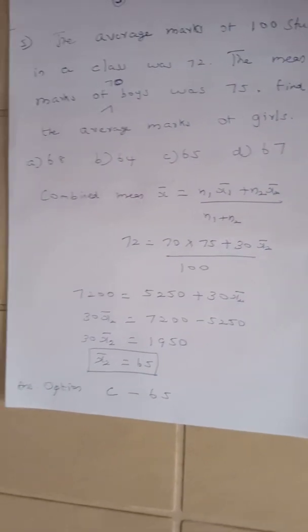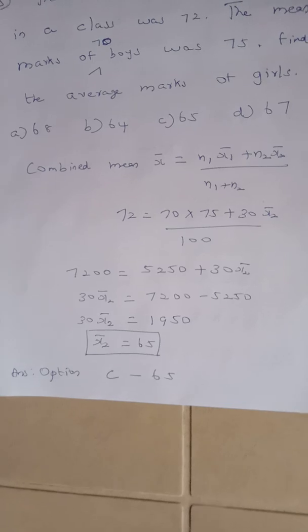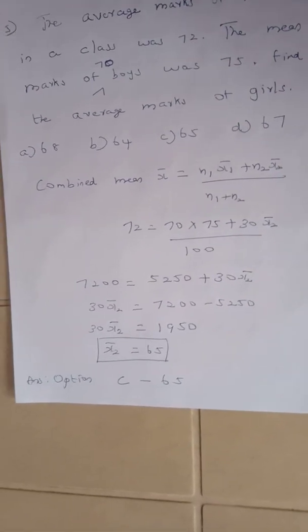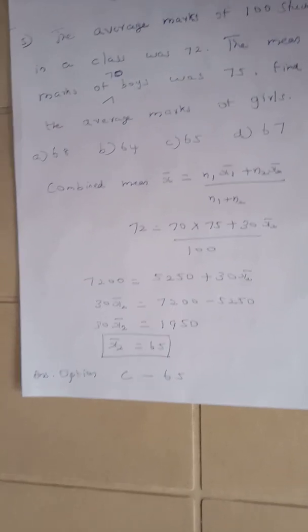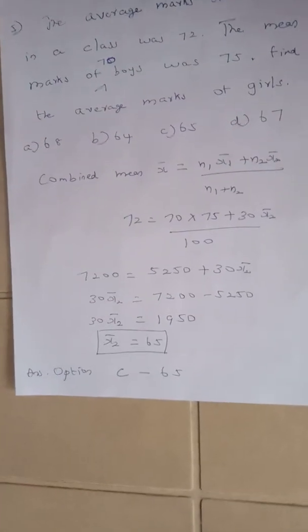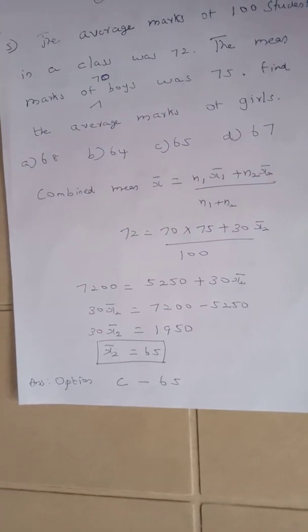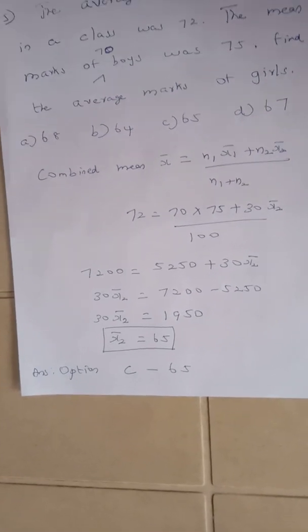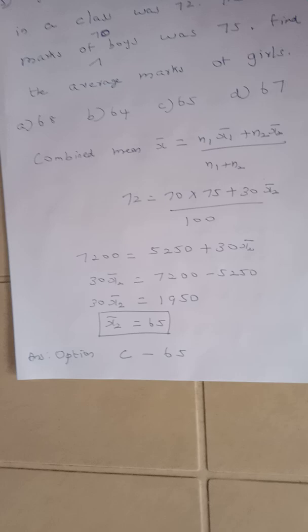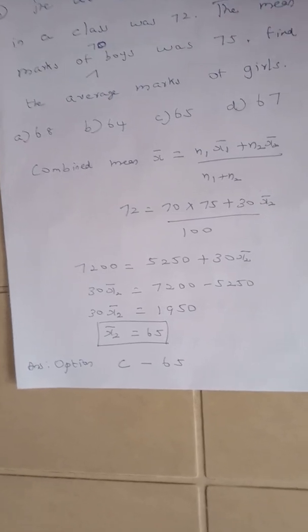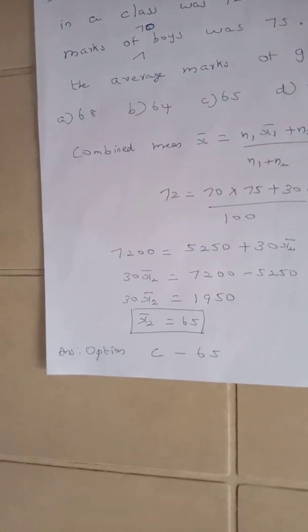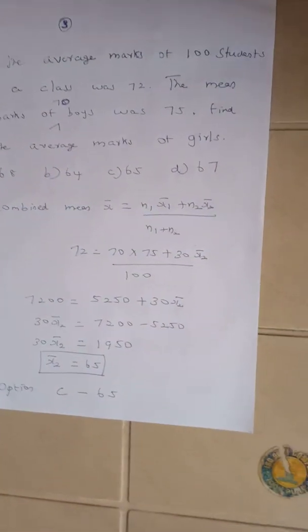It is given that combined mean is equal to 72. Average mean of all the 100 students given as 72, and the average of boys is given as 75. x1 bar is equal to 75. So we need to find the x2 bar. So using the combined mean formula, we are finding the average marks of girl students. So we get x2 bar is equal to 65. So the correct answer is option C 65. So let us move to the sixth question.